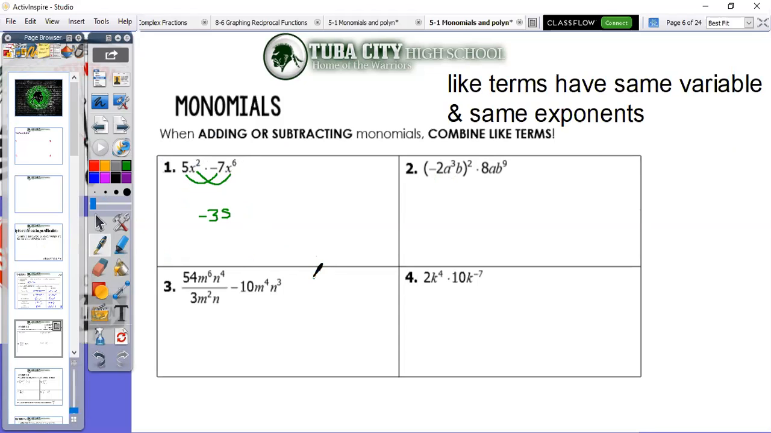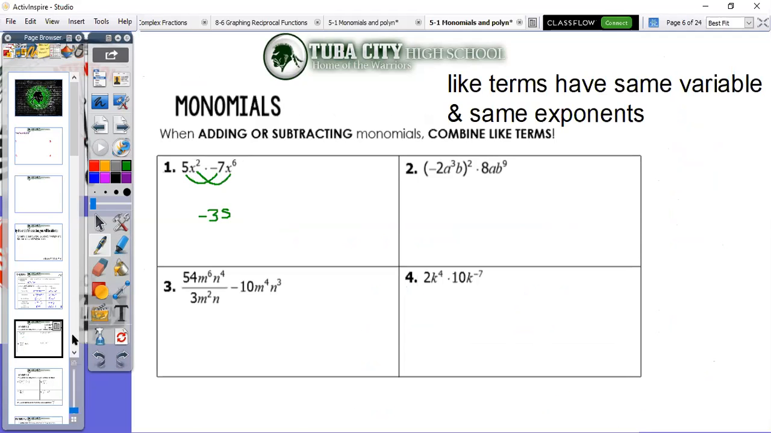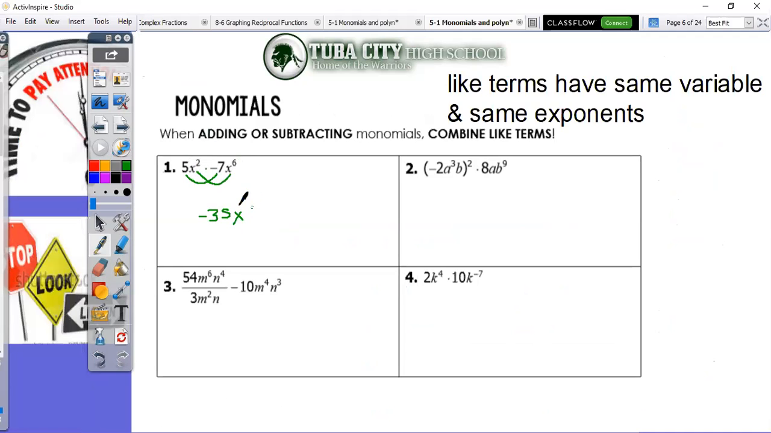So in this case here, I have x. So x squared and x to the 6, we are going to have to use the product rule. I'm just showing you where the rule is coming from. So that means we add these two exponents. So 2 and 6 become 8 power. So this becomes -35x to the 8 power.